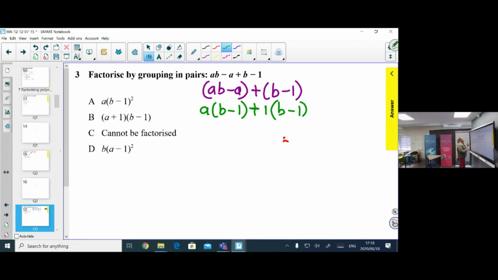If you notice, we do have the same bracket, so we factorize it. We factor out that bracket, and what remains on the two terms is A plus 1. So this is the same as that answer. So B is correct. It's the same thing as option B.